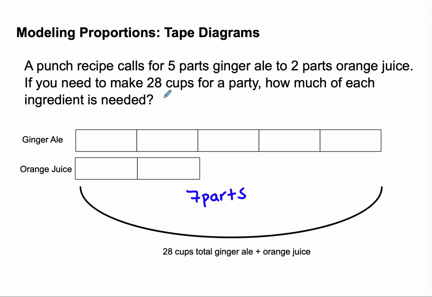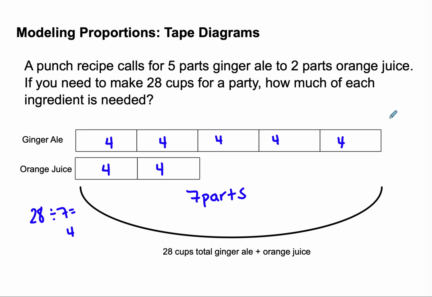I need to figure out how many cups will go in each one of these. I need 28 cups of liquid split into 7 parts. So I'm going to do 28 divided by 7. That equals 4. So that means each one of these parts is worth 4 cups. I counted my total number of parts, and then I divided the amount of liquid, 28 cups, into 7 parts so I could see how much goes for each.